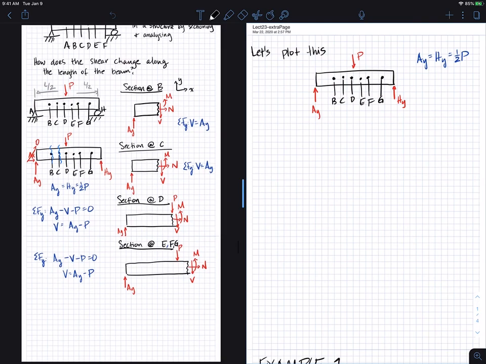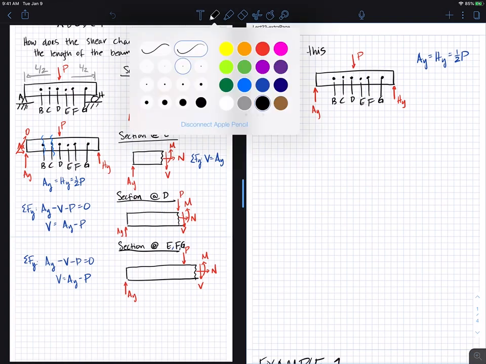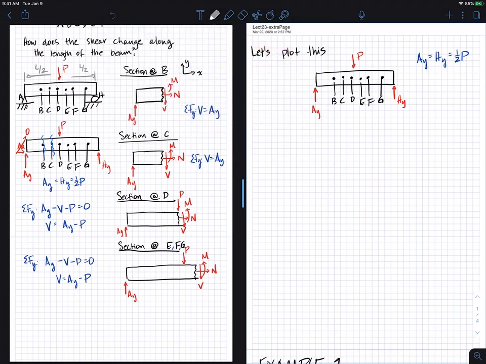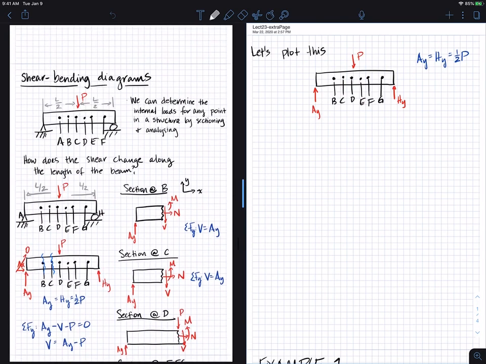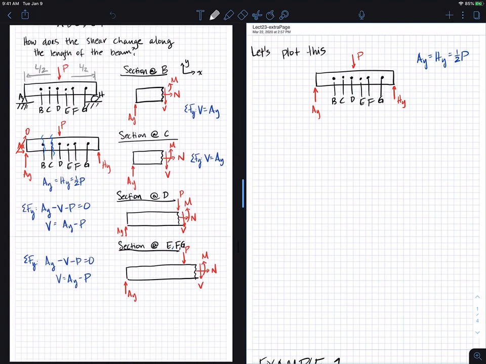So this is what we know, right? And what we're going to do is actually plot what happens to shear as a function of the length of the beam, right? And we can do this a couple of different ways. But in order to start plotting these, and this is now the beginning of the title right here, shear bending diagrams, right? So we can plot these.